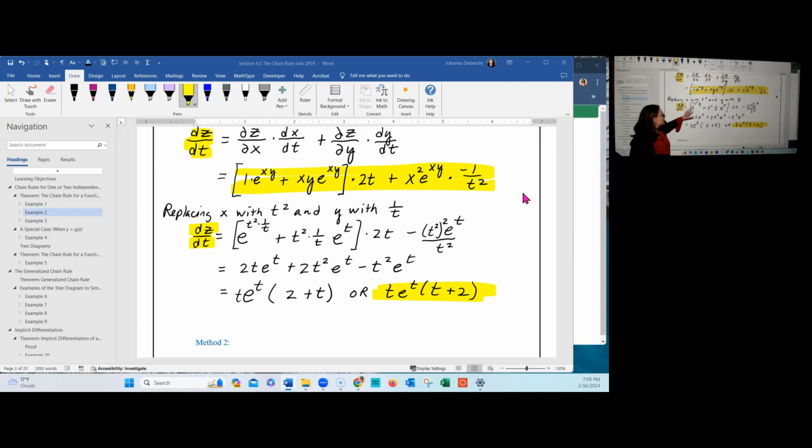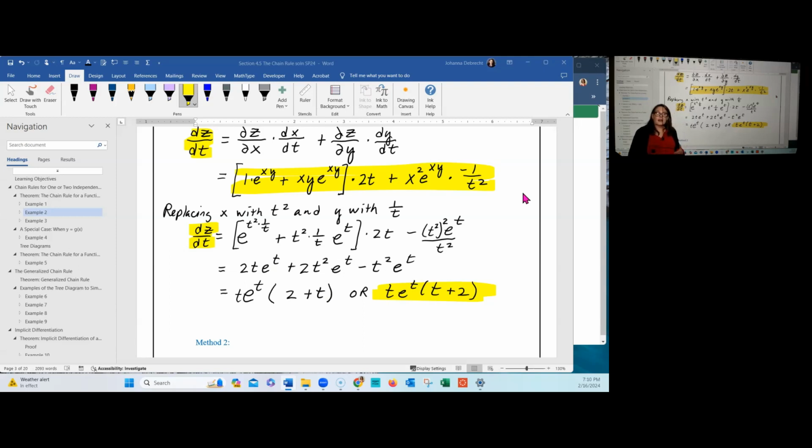In this case, by replacing them, I was able to work out the algebra to come up with t e to the t as a common factor, multiplied by the expression t plus 2, which is far simpler in form than the one that depends on x, y, and t. Which one you want to leave it in depends upon your instructor and the situation that you have. Sometimes leaving it in one form is simpler than the other, but it's not always one form or the other. You'll have to make a judgment call based on the situation you have.